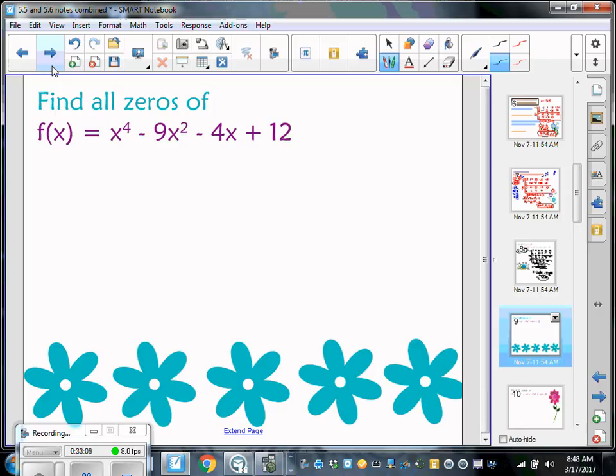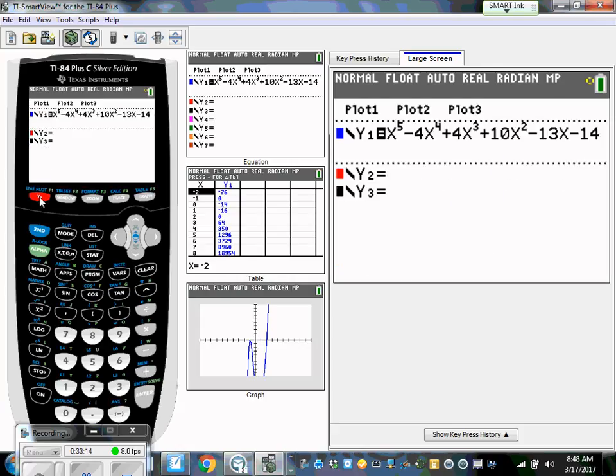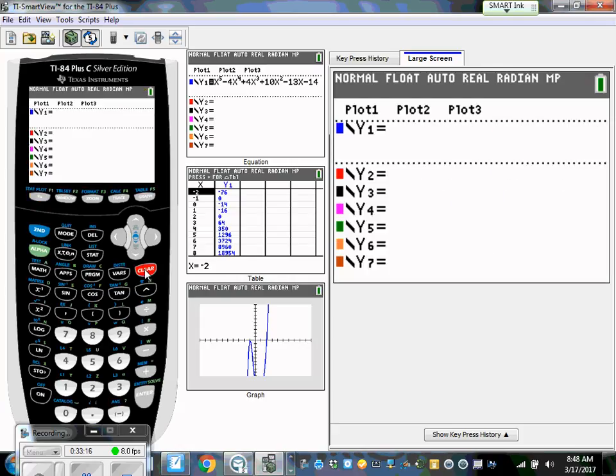All right, so let's go ahead and graph this. So y equals, clear. When you're typing it in the calculator, no big deal. Just type in exactly what it is. When we get to our synthetic, that's when it'll be an issue. So x to the 4th minus 9x squared minus 4x.